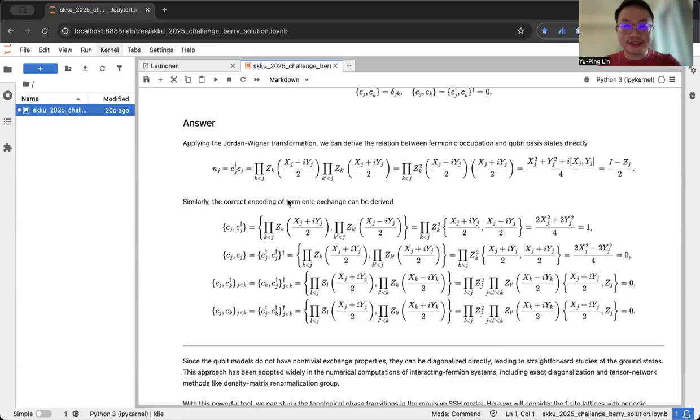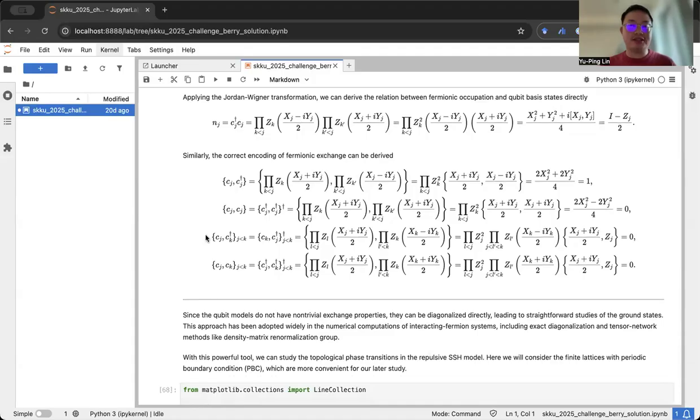And the essential point is that if our fermionic operators are at the same site, then we will have the anti-commutators between X and Y on the same site, so we will have a non-trivial result. But if we have the fermionic operators at different sites, then we will have the anti-commutators between X, Y, and Z, and we know that it is zero. So for the fermionic operators between different sites, the anti-commutation relation will always be zero. This is an important point.